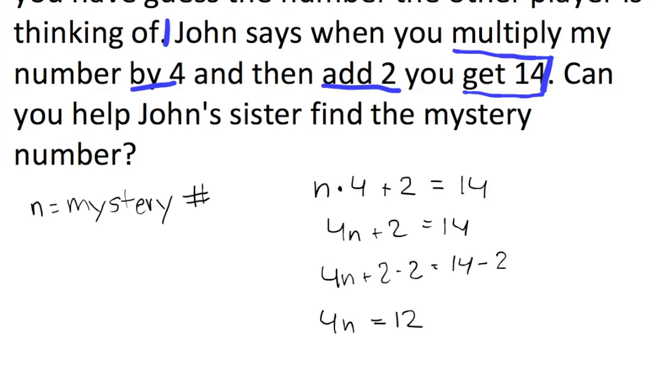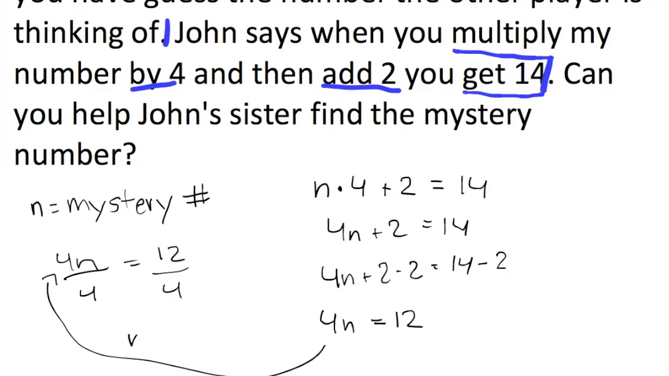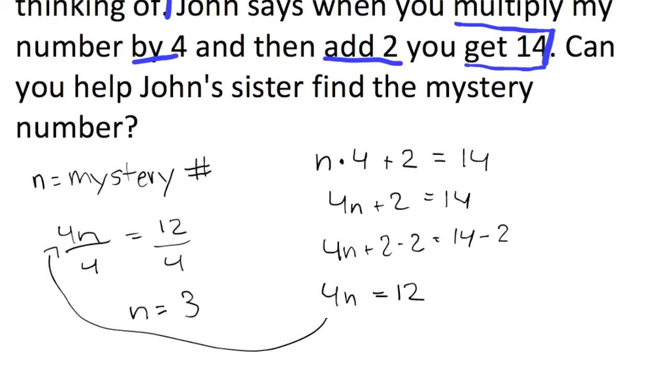So over here we have 4n is equal to 12, and we can bring that over here and say 4n divided by 4 is equal to 12 divided by 4, as we divide both sides of the equation by 4, and we can say that n is equal to 3. So the mystery number that John was thinking of is indeed 3, but we don't know that for sure yet. So we have to verify it.